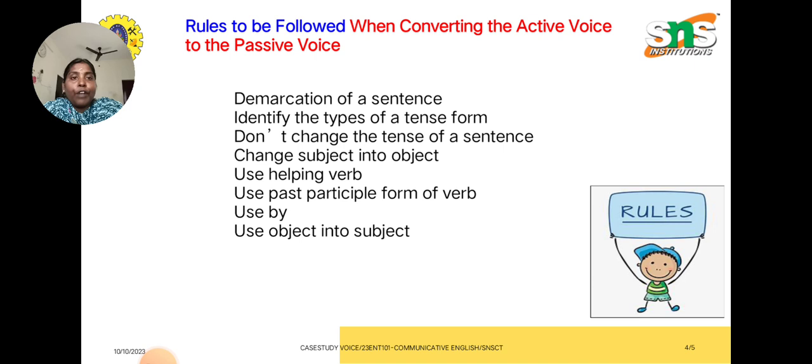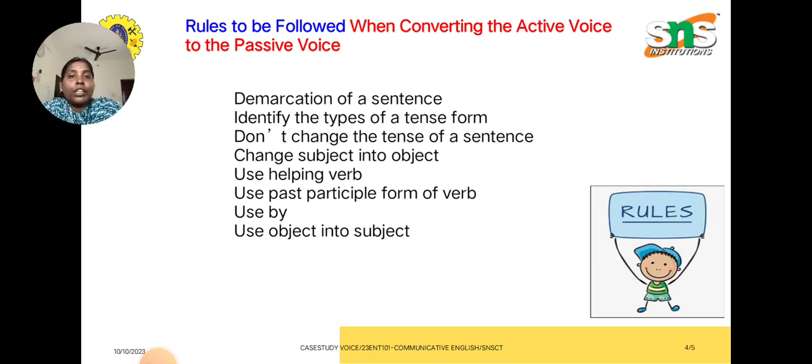Now, the rules to be followed when converting active to passive voice. I already told you that if a person knows the importance of tenses and applies the rules of tenses, that will undoubtedly make him understand active and passive voice very clearly. Because what people do is this: when I give a practice sentence during class time, they do not focus on the rules and what they are supposed to do. Straight away they write the answer.